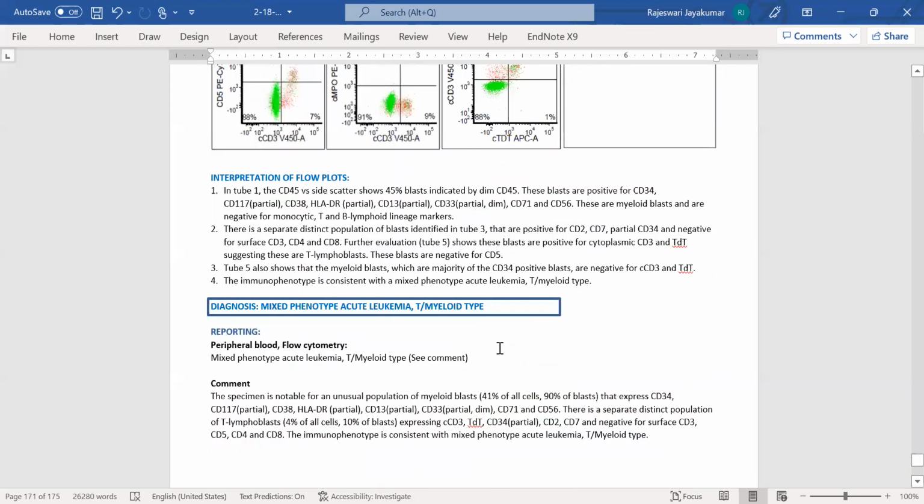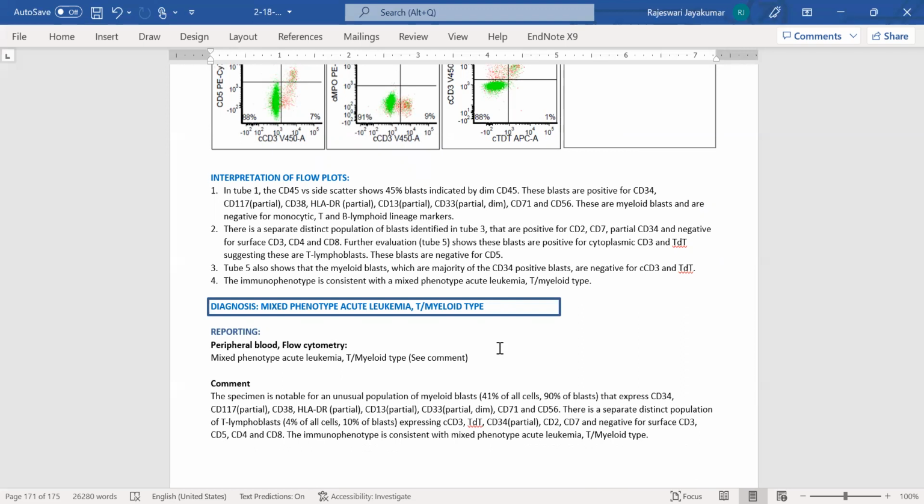So yes, when we report, we can call this mixed phenotype acute leukemia, T-myeloid type. And this case has easily 45% blasts. For MPAL, the criterion is that you need 20% blasts, but each lineage need not be 20%. You need 20% together, all the blasts put together. So we satisfy that criterion.